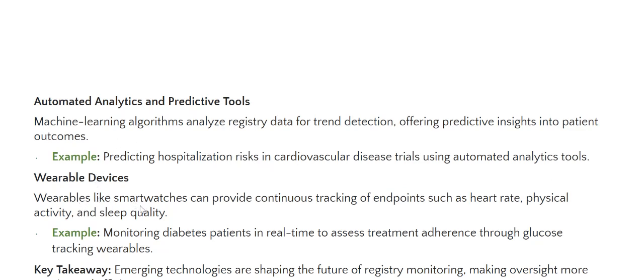Wearables like smartwatches can provide continuous tracking of endpoints such as heart rate, physical activity, and sleep quality. Example: monitoring diabetes patients in real time to assess treatment adherence through glucose tracking wearables. The key takeaway here: emerging technologies are shaping the future of registry monitoring, making oversight more precise and efficient.